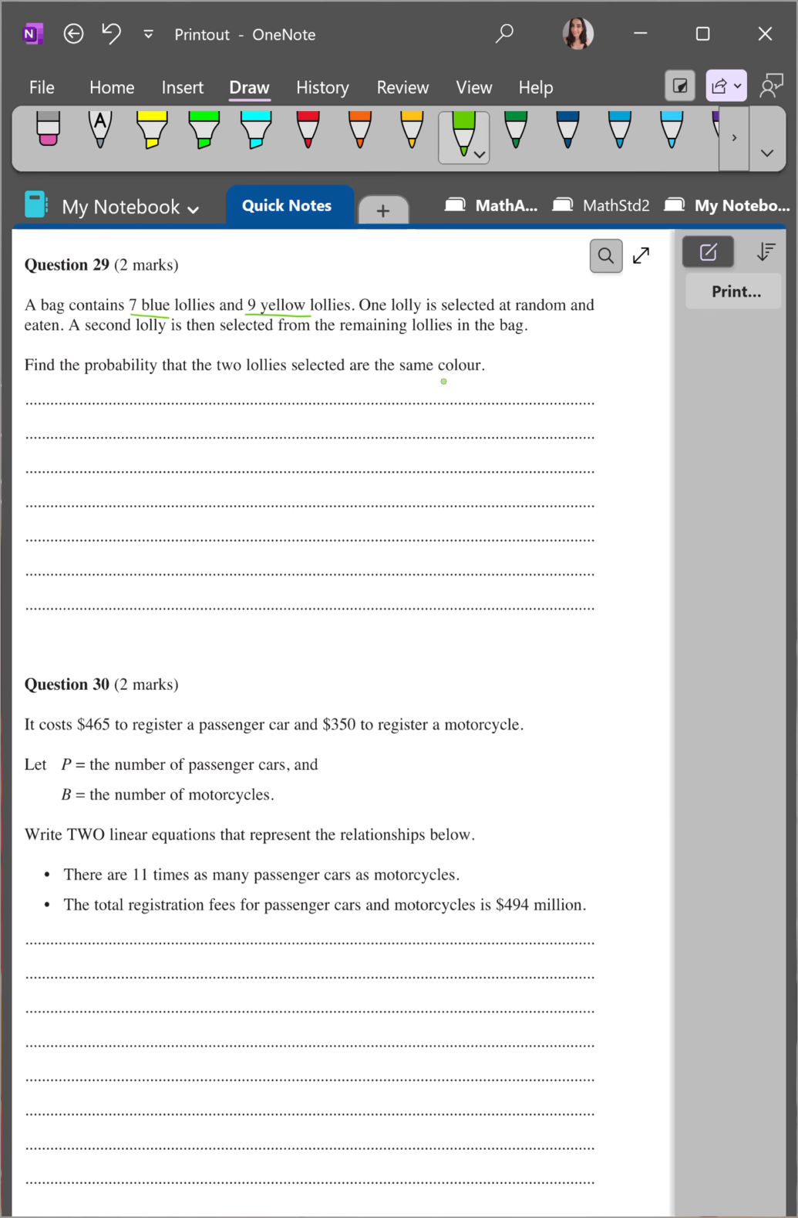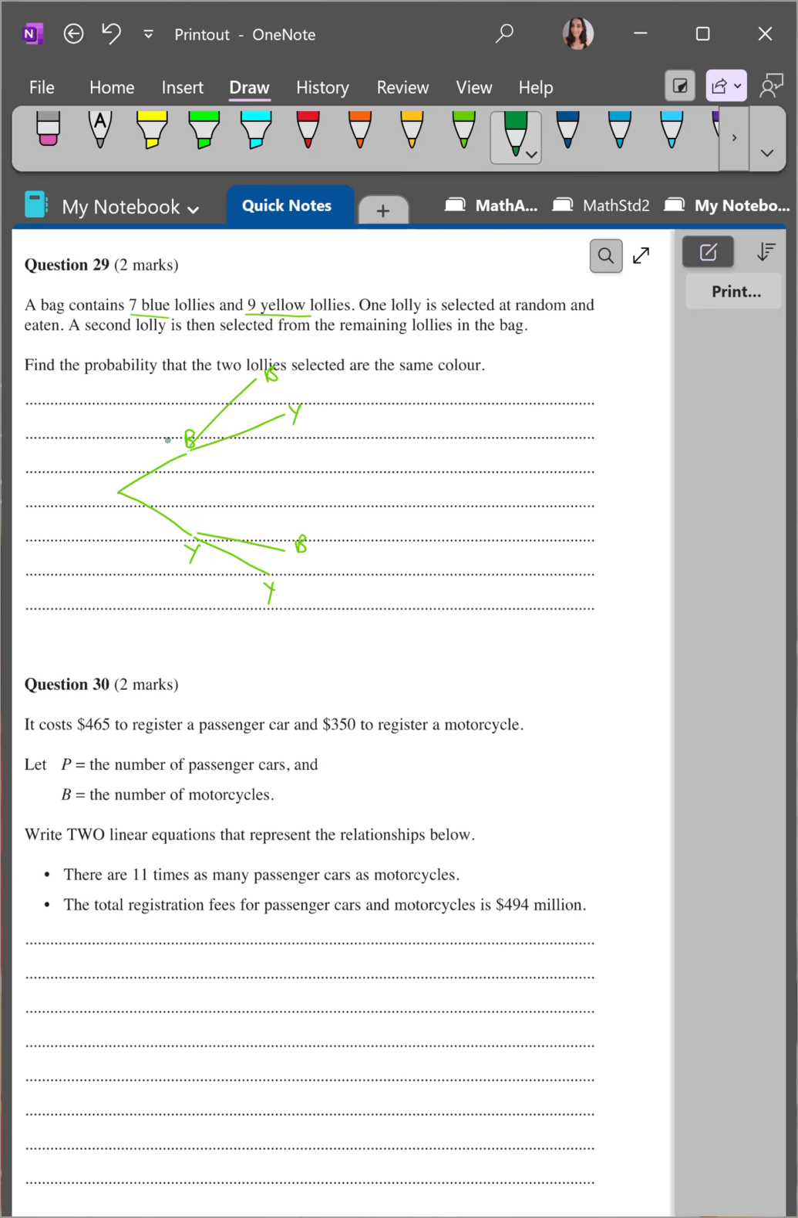So for this, let's draw a probability tree. First we're going to draw the first lolly that's selected at random. We're going to represent this as B and Y for blue and yellow for the lollies. And then we are going to draw our second draw, and let's represent this as B and Y for our second draw. And then this can be B and Y for our second draw as well.